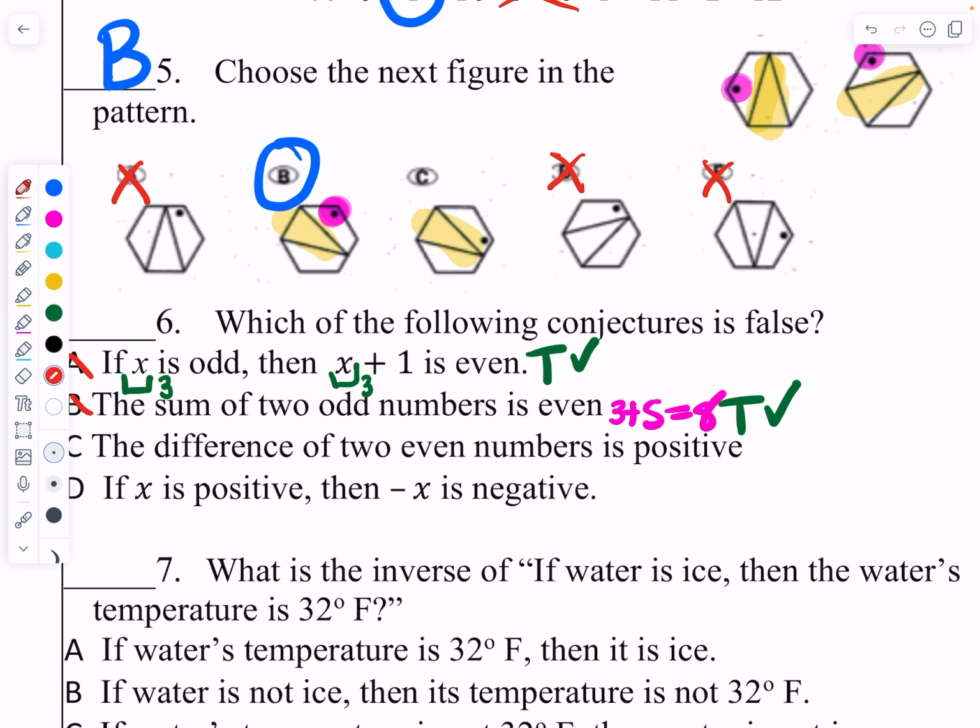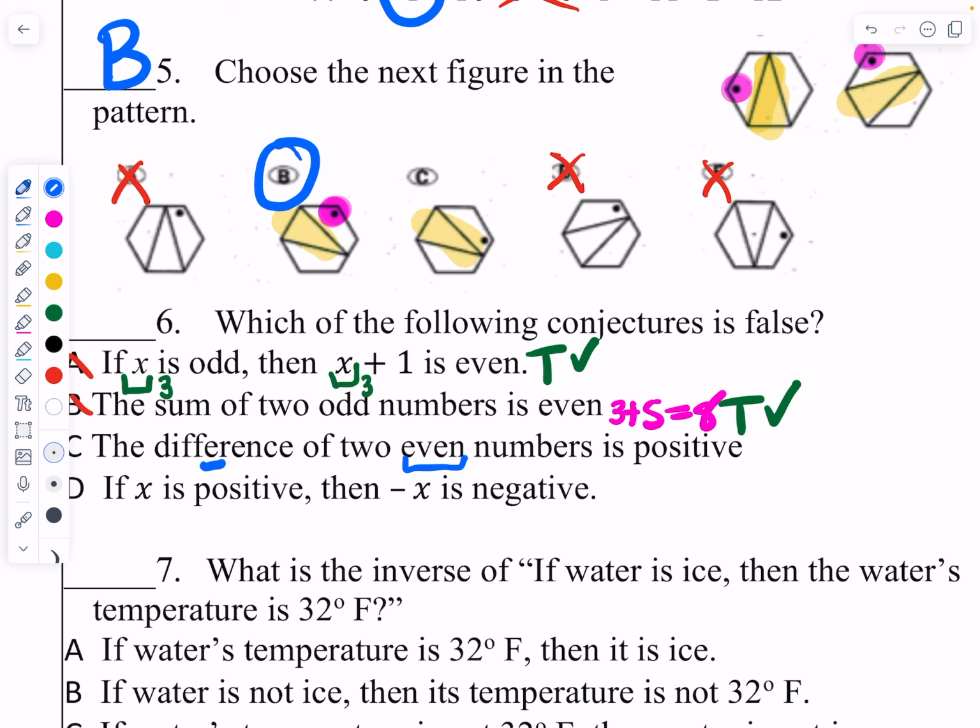So I've gone from a 25% shot at getting this right to I've just narrowed it down to a 50% shot. So let's go back. The difference of 2 even numbers is positive. So difference means subtraction, and we want some even numbers. So let's go 2 even numbers. The difference of 2 even numbers is positive.